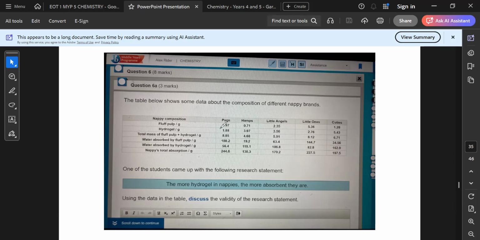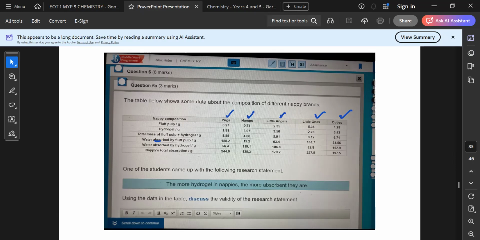Read carefully. Now they're saying nappy composition, what they are made up of. Some have pugs, some have humps, little angels, little ones, quick cuties, such things. As I told you, the questions may be familiar or unfamiliar. What matters is the skill you develop. The fluff here, hydrogel, total mass of the fluff, water absorbed by hydrogel, natural absorption, etc.